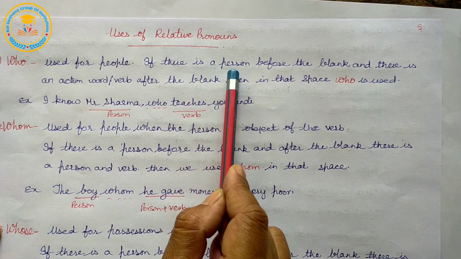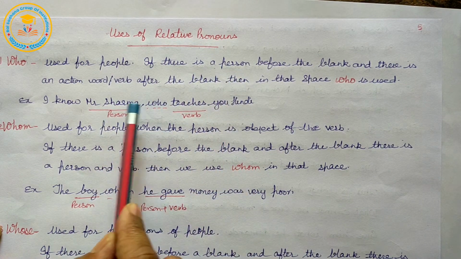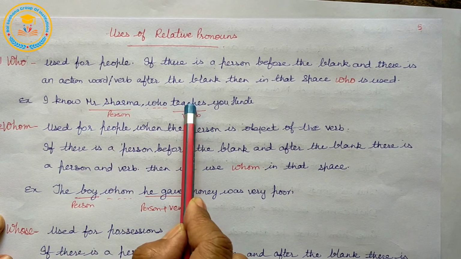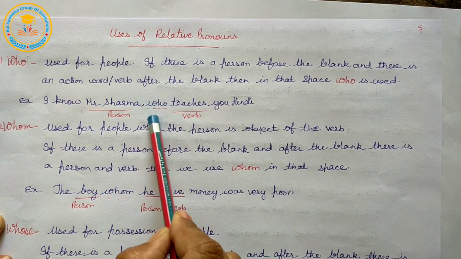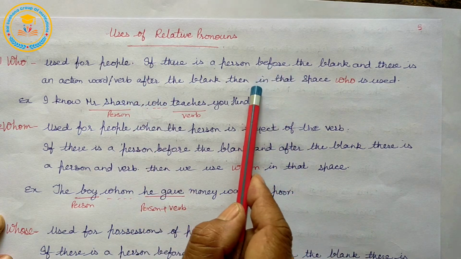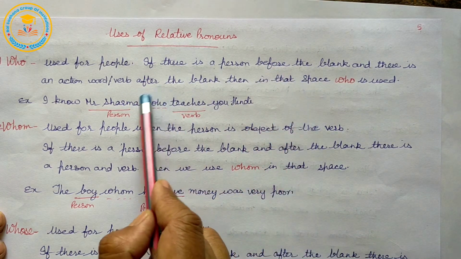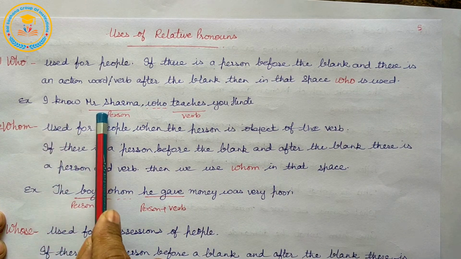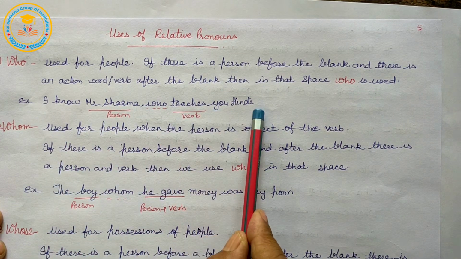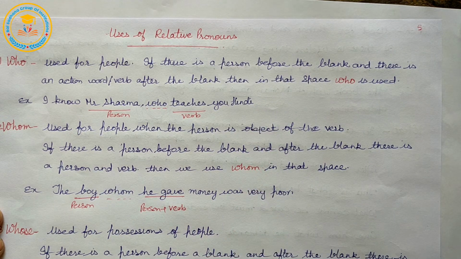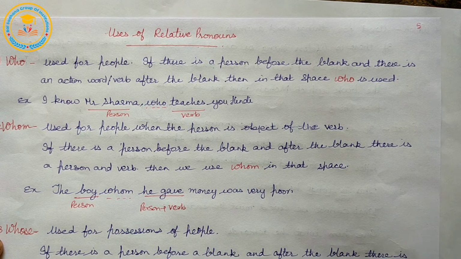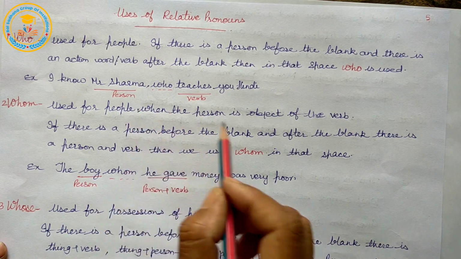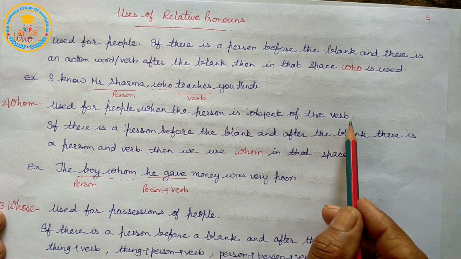If there is a person before the blank and there is an action word or verb after the blank, then in that blank, who is used. Example, I know Mr. Sharma who teaches you Hindi. Whom is used for people, when the person is the object of the verb.